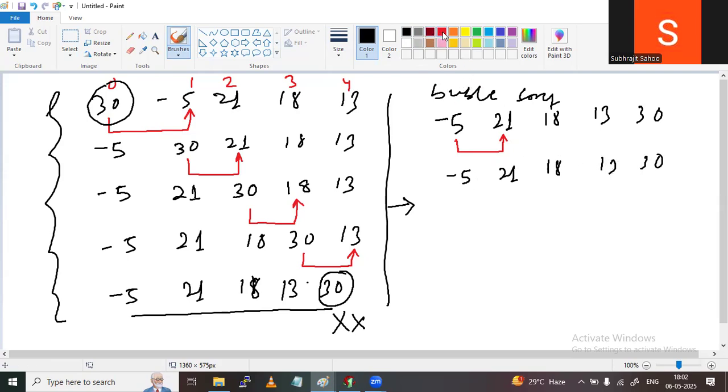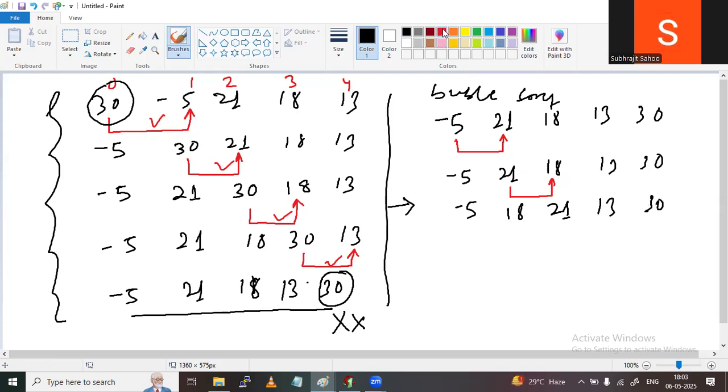Then what do you have to do? Then I will compare one index with two index, just like the same: 0, 1, then 1, 2, then 2, 3, then 3, 4. The same procedure I am following here. 1 to 2: sir, is it required to swap? Because 21 is bigger than 18, yes, it is required to swap. So minus 5, 18, 21, then 13, then 30.